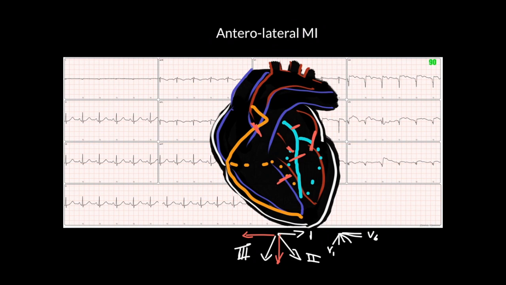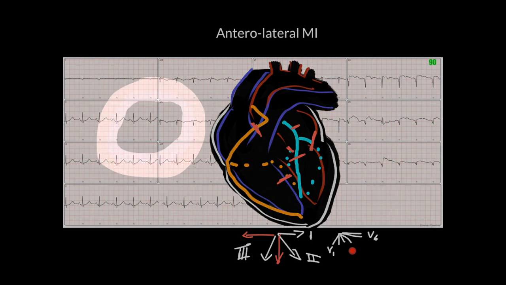Since there's no leads over the posterior aspect of the heart, posterior MIs show up on the opposite side leads with ST depressions in V3 and 4. These are depressions because leads V3 and V4 point out the front of the heart and the posterior MI is at the back of the heart, and therefore a mirror image.